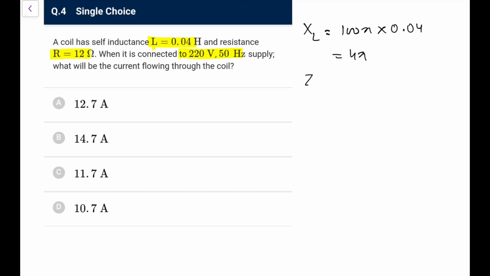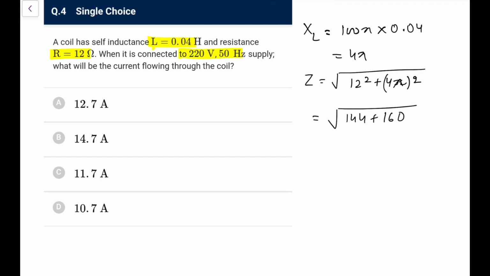So what is the value of Z? Z would be root of R square plus XL square, that is 12 square plus 4 pi whole square. So this is 12 square, and I can write it as 144. 12 square you all know is 144, plus 16 pi square. Pi square is almost 10, so this is 160. So 160 plus 144, this comes out as root of 304.